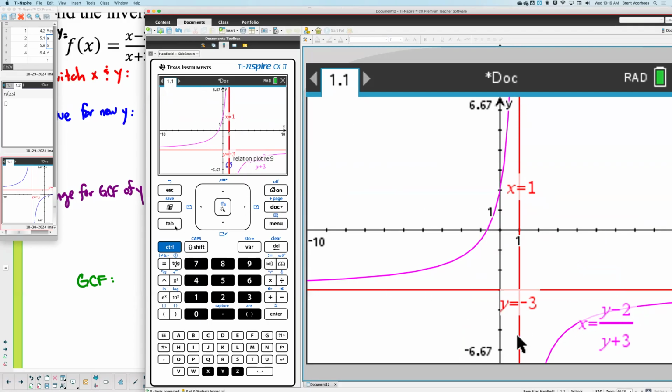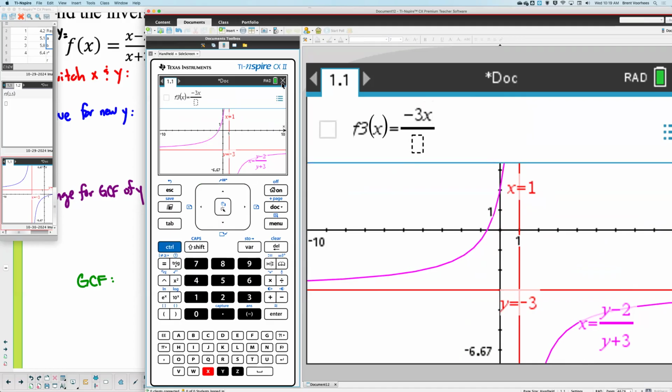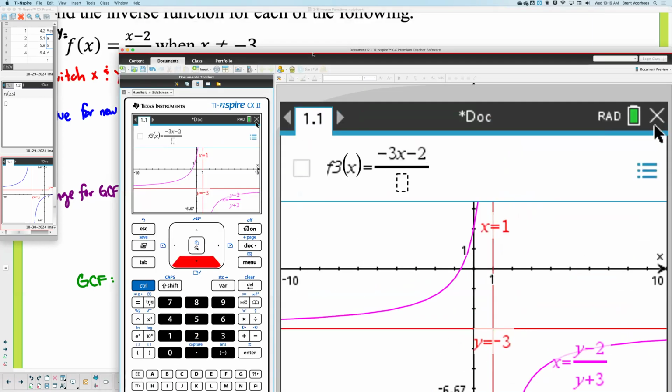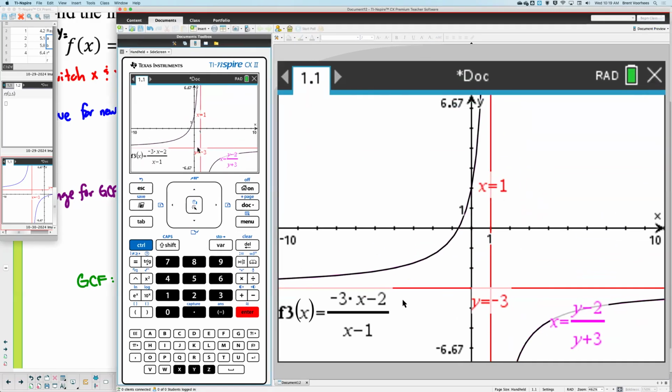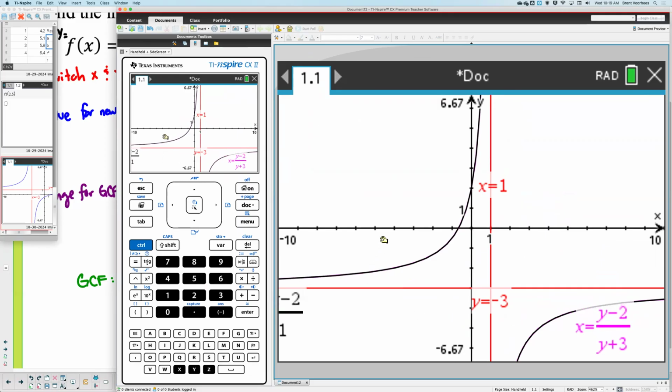And let's check our answer. The answer we thought this was going to be was, I'm going to get a color other than, let's do black. We thought that the answer should be -3x, where is it? -2 over x minus 1. When I hit enter, notice that that graph goes directly over the one we had for the inverse when I just typed in the inverse equation. So we did in fact do this correctly. These are inverses of one another. That is the correct inverse.